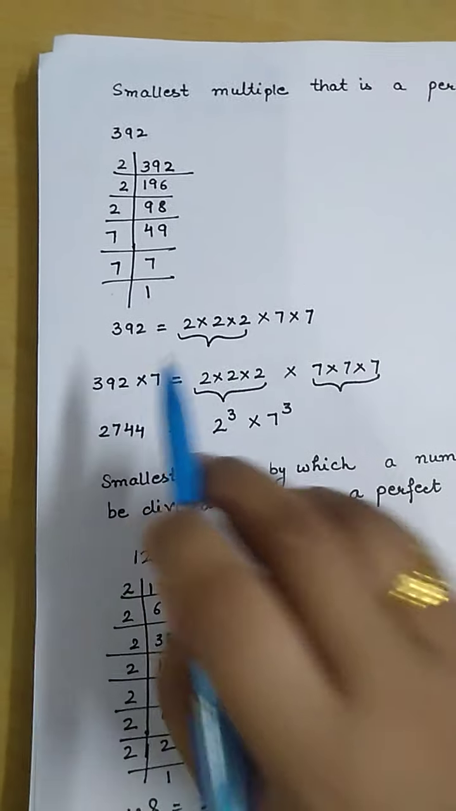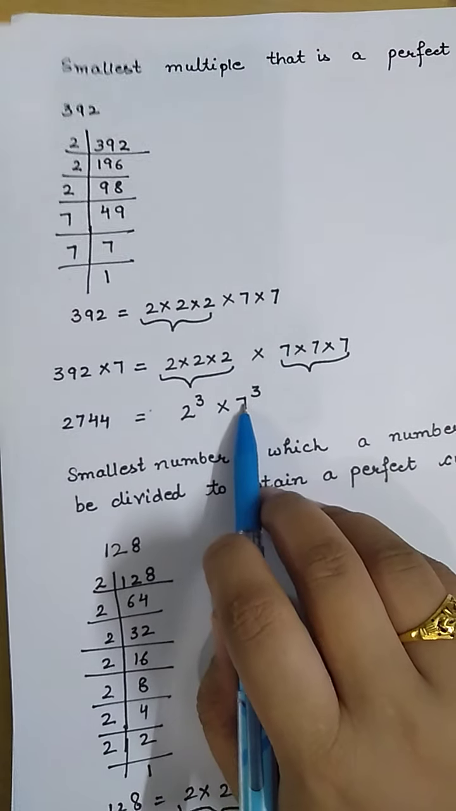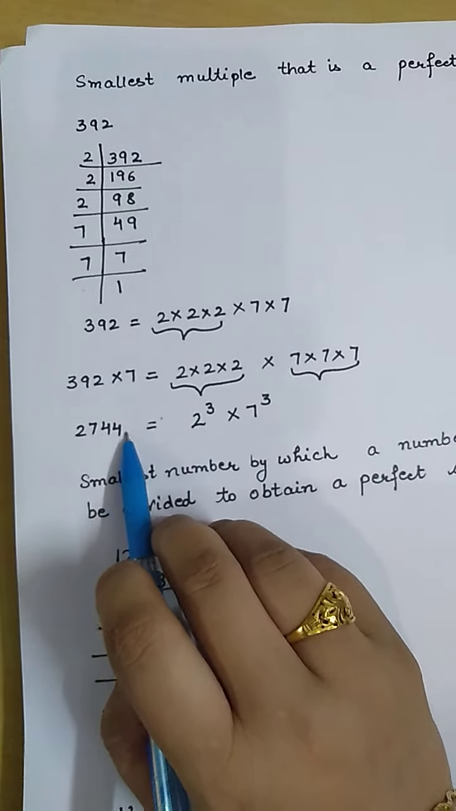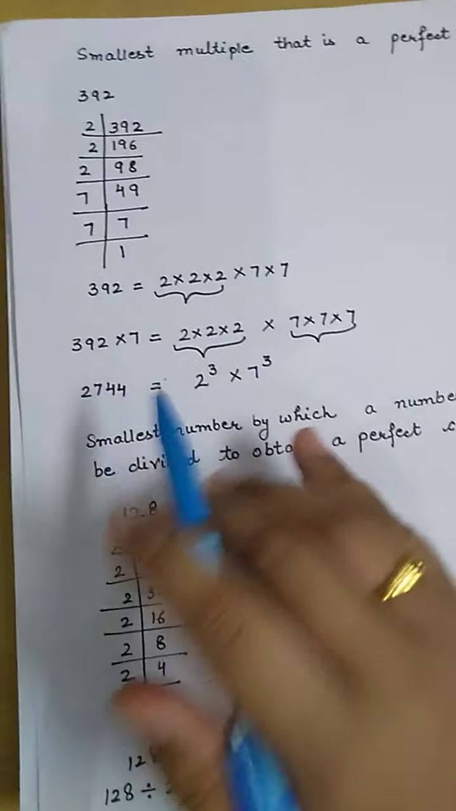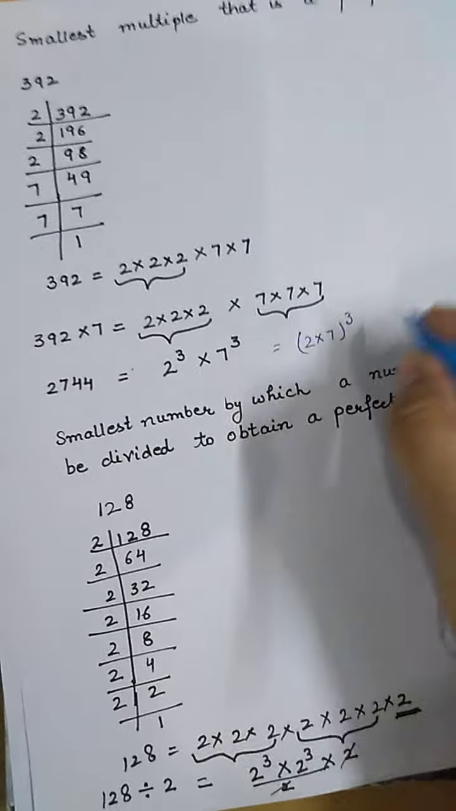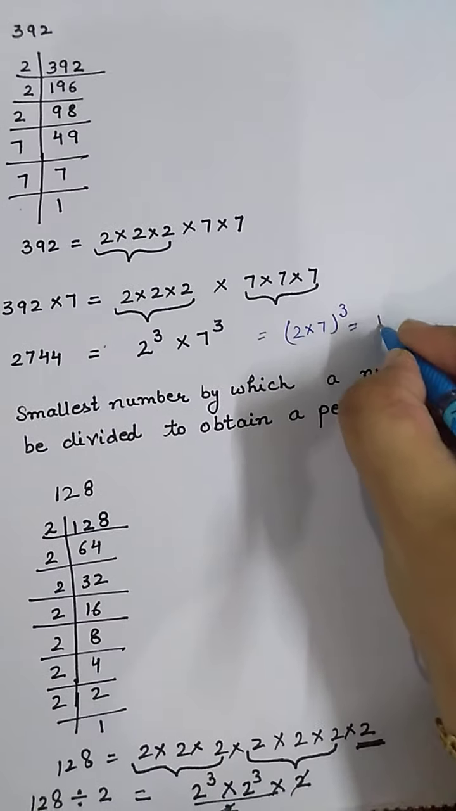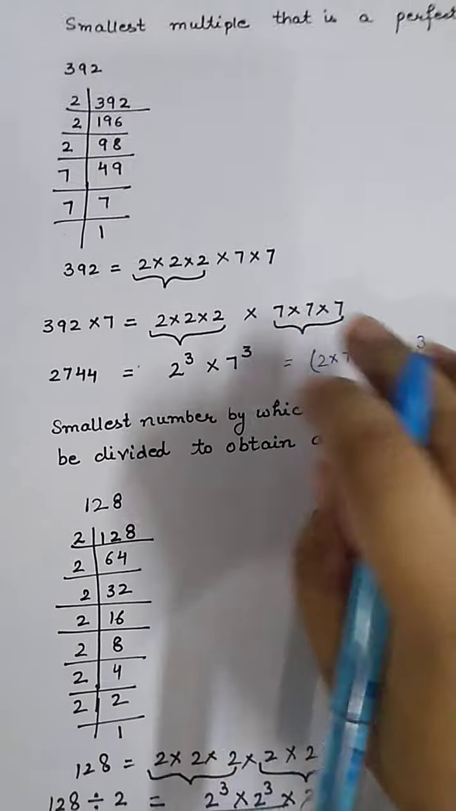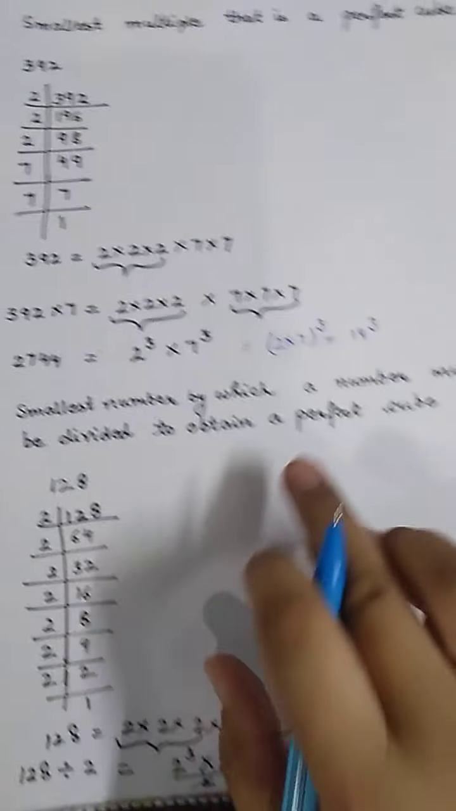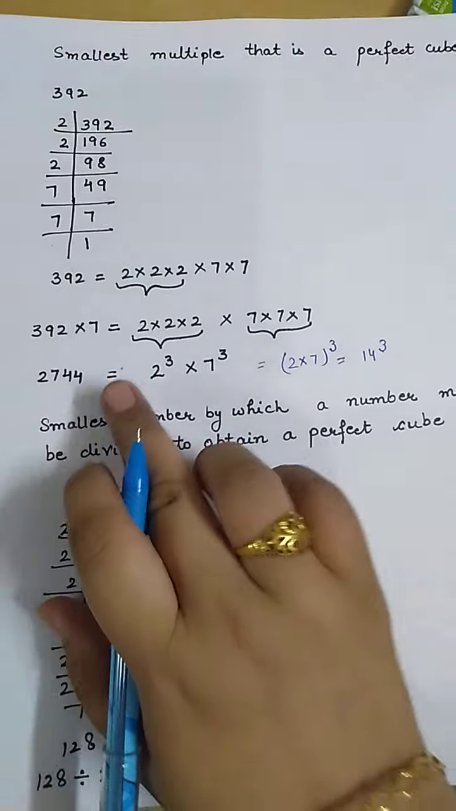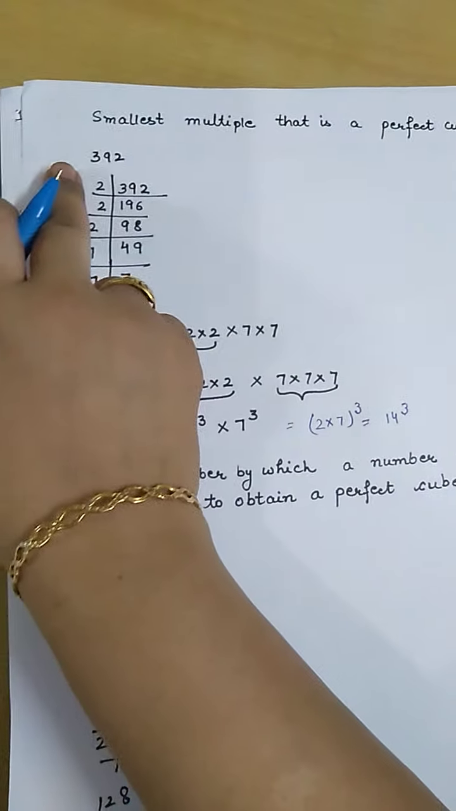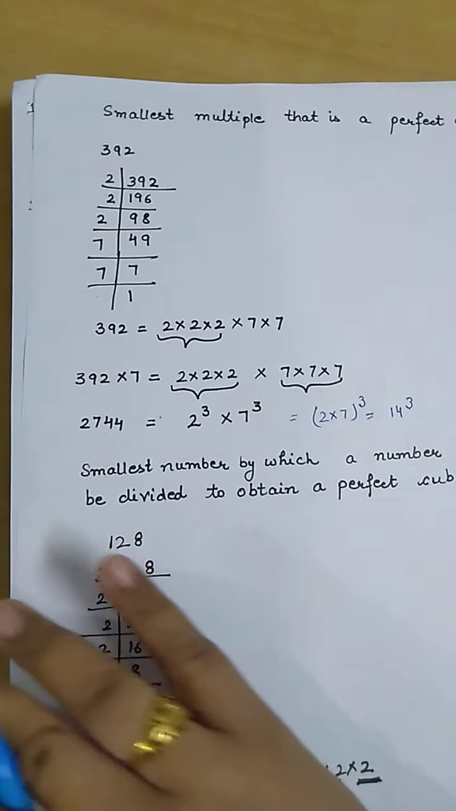392 into 7 and 7 here also. So it has become 7 cube now. 392 into 7 will give you 2744. So it can be written as 2 into 7 whole cube, or I can write it as 14 cube. So I need one more 7, the smallest multiple. It means I need 7. My smallest number is 7 to make this number 392 a perfect cube. So I will multiply 392 with 7, then only it will be a perfect cube.